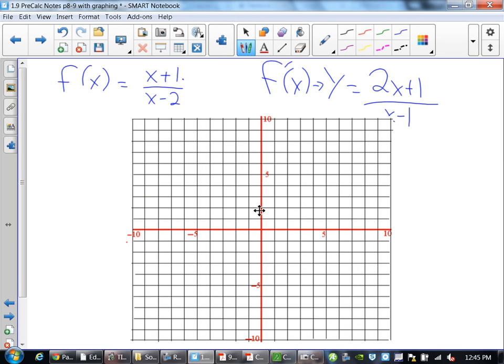Yes, sir? You know how, when we graph those, when you graph that f of x, each equal to y equals x? Yeah. Is there the same thing when you graph that y equals x, or is that?